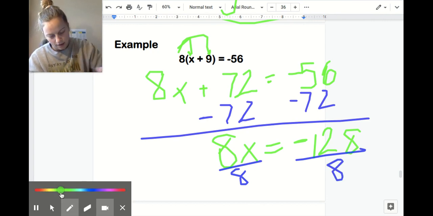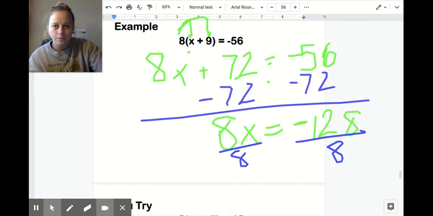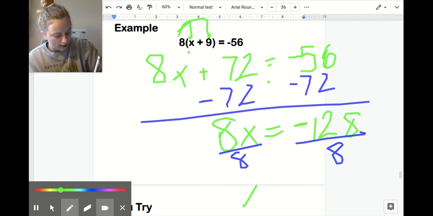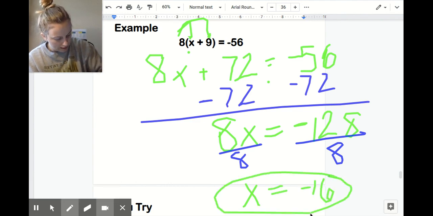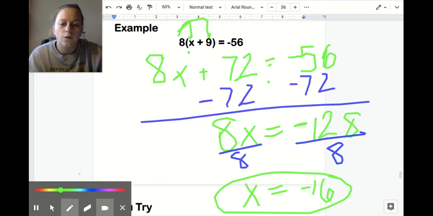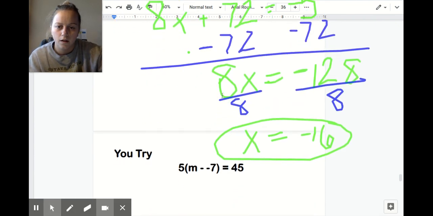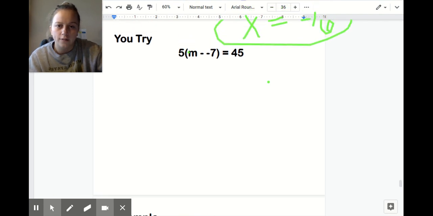And I end up getting negative 128 divided by 8, x equaling negative 16. So this is no different than what you did with positives. I just have negatives now, so the calculator is really going to come into play here. Go ahead and you try this one, and we'll check your answer once you're done.